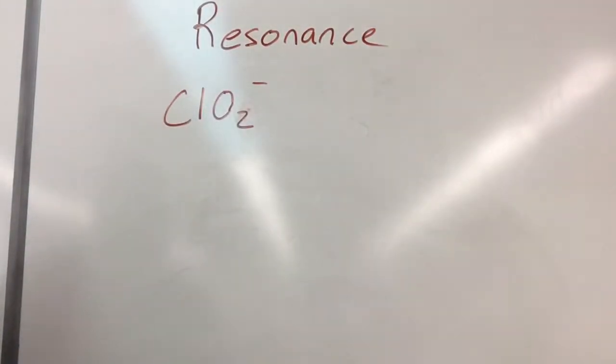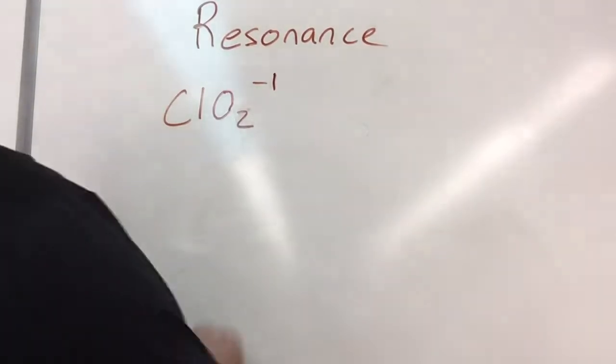All right, so for this lesson, we're going to be talking about a phenomenon called resonance. So let's consider this Lewis structure, ClO2 minus. You might be wondering what the minus is about. The minus means it's an ion, so you're going to need to add electrons. It's negative, so electrons have been added.